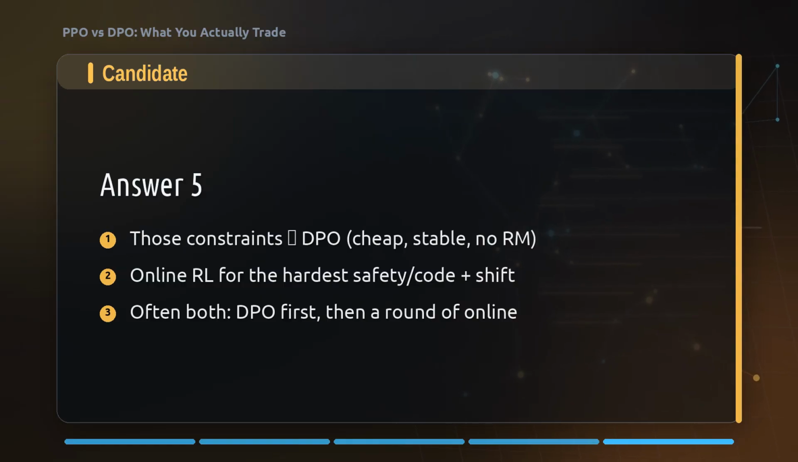I'd change my mind when I'm chasing the ceiling on the hardest behaviors, safety, code, anything where the model needs correcting on its own fresh outputs. Because online RL keeps grading the live policy and tends to generalize better under distribution shift. And the honest modern answer is, it's not either or. A lot of strong pipelines run DPO first because it's cheap, then a round of online RL on top to close the last gap. So I'd start with DPO and earn my way to PPO only if the budget and the quality bar justify it.